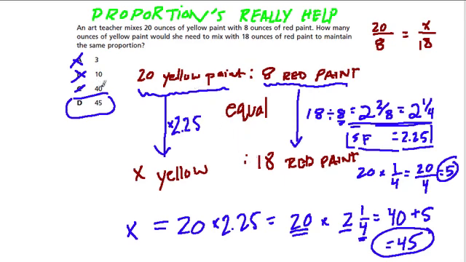So the only choices left at that point are 40 and 45, and 40 is out, because we knew 8 times 2 and something is 18. 8 times 2 is 16, that's too small. So 20 times 2, which is 40, is also too small. So even without doing this math, we could figure out that the answer's got to be 45. Alright, hope that helped.